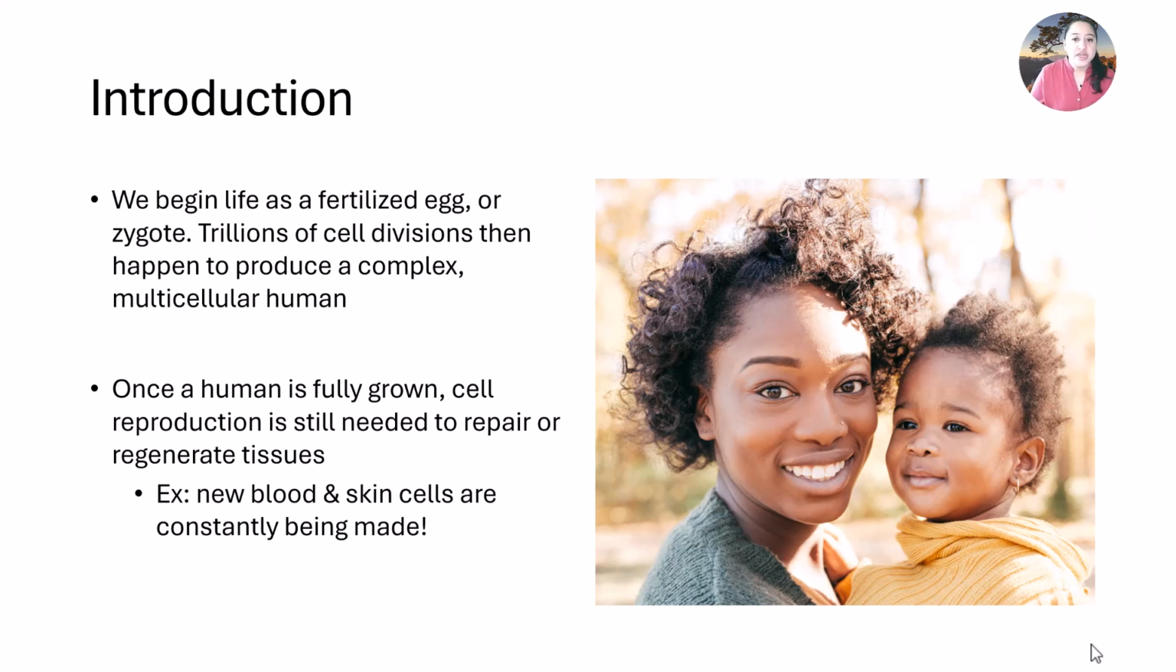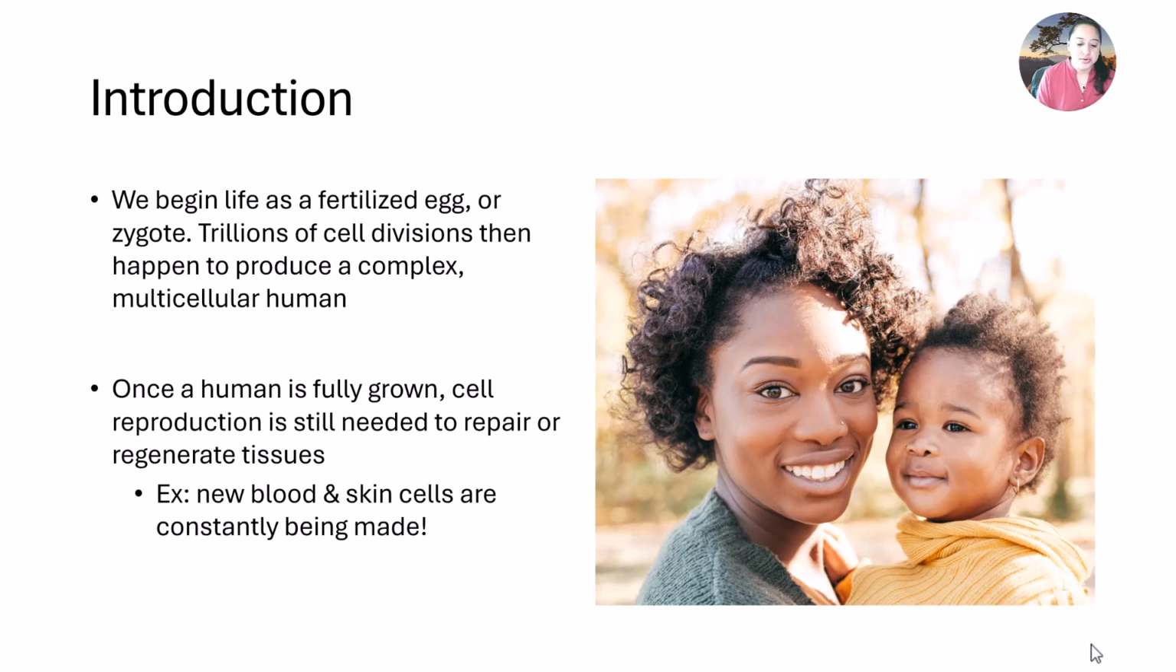Even when you go from being this one little cell to a baby, and then from a baby to an adult, you're doing this process of cell division thousands and thousands of times to become a full-grown adult. But even when a human is a fully grown adult, you still have to reproduce and divide cells so that you can repair or regenerate tissues.